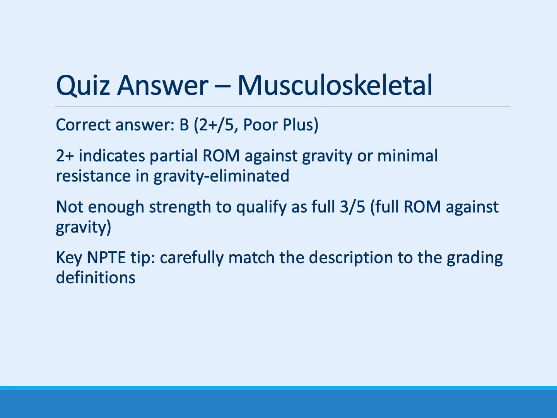Now, I will say I use this one as a little bit of a trick, but the answer is B, because the patient has some motion against gravity in a gravity-resisted position. It gives them a 2+. However, remember I said that you shouldn't get caught up with pluses and minuses on the MPTE. It should be clearer cut than that, because there could be a lot of argument made, and they don't like to have that much gray area on the test.